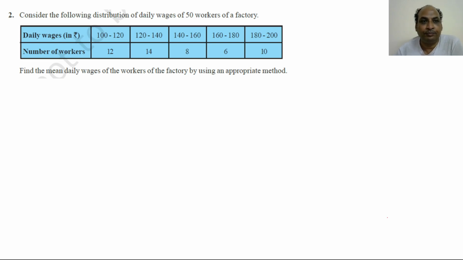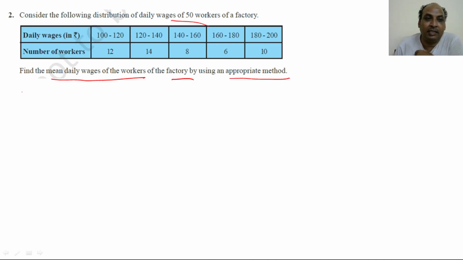So this is the next question. Here it is given the following distribution of daily wages of 50 workers of a factory. Now, as we said, in the previous slide I explained even the basics. Now in every slide I will not be explaining basics. Here also, find the mean daily wages of the workers of the factory by using an appropriate method.